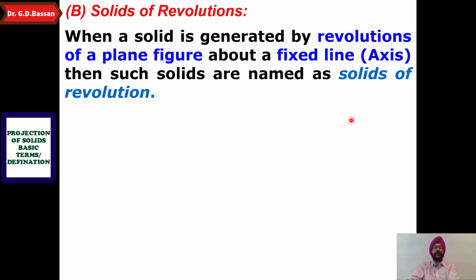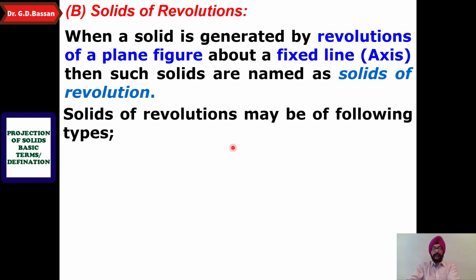Now the second classification comes for the solids of revolution. Now what do we mean by the solids of revolution? When a solid is generated by revolution of a plane figure about a fixed line, then such solids are named as solids of revolution. So they can be classified into different categories.